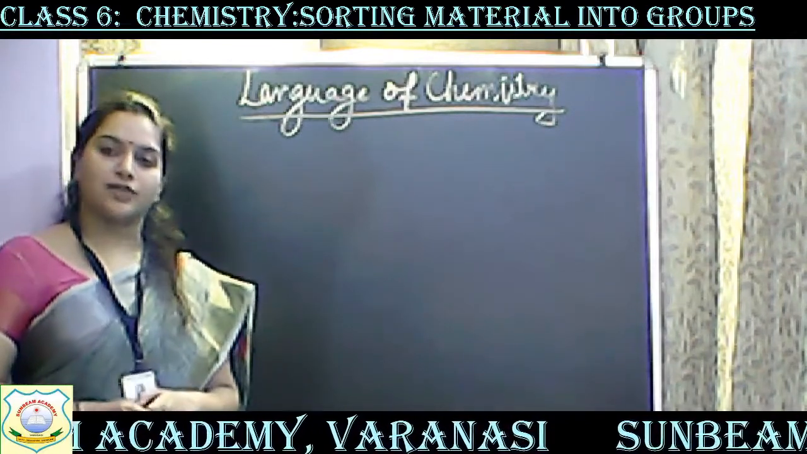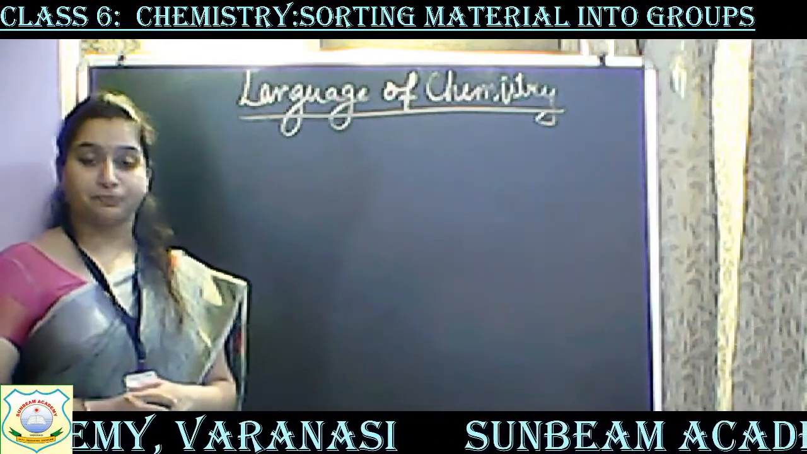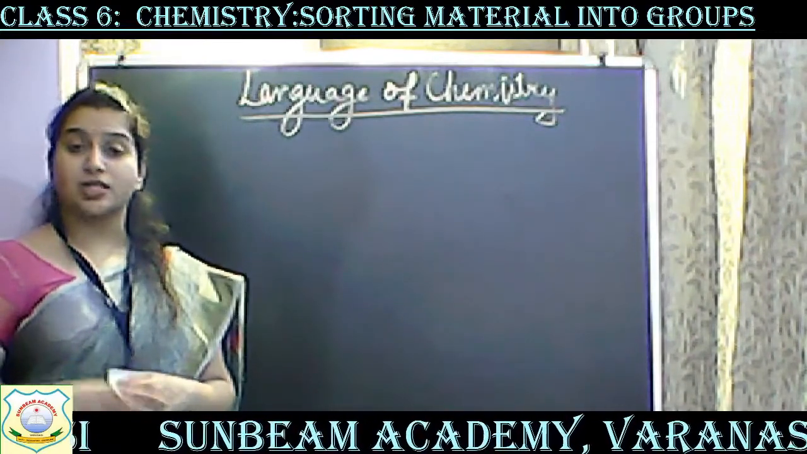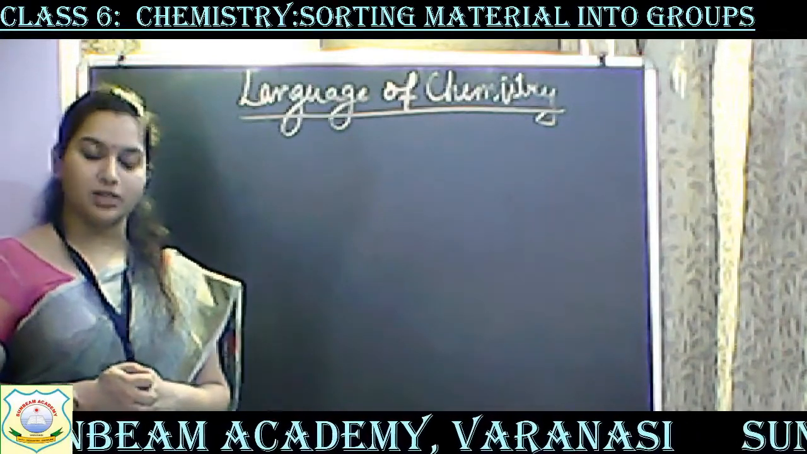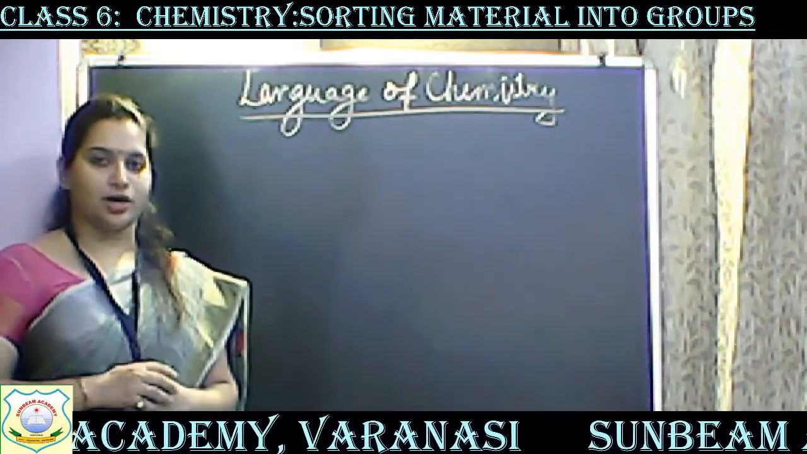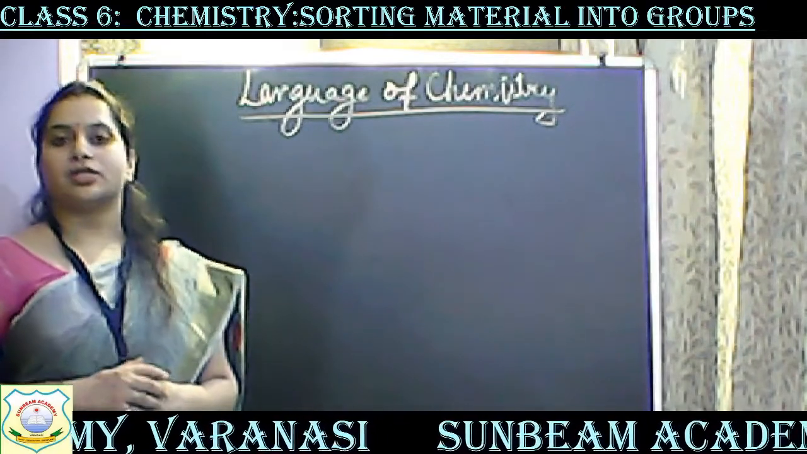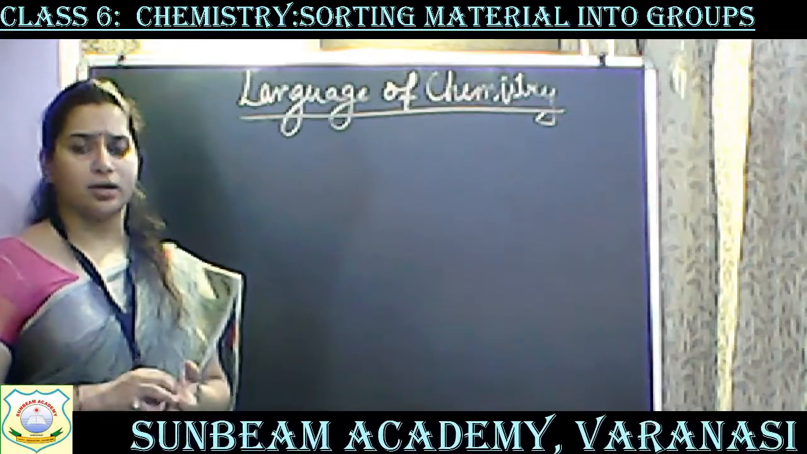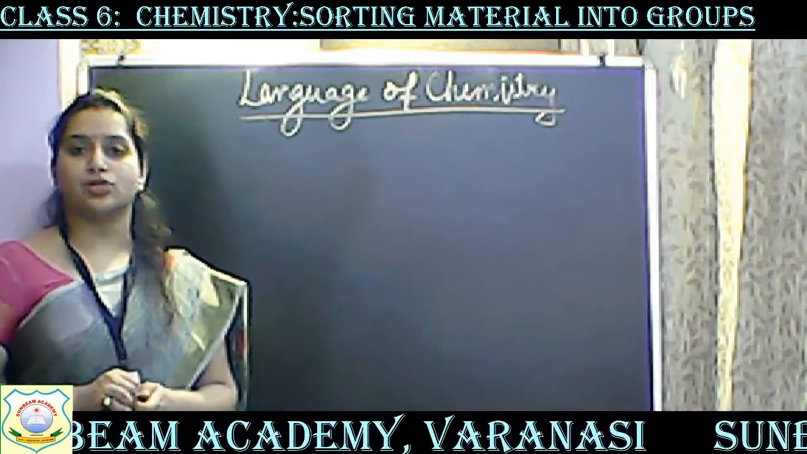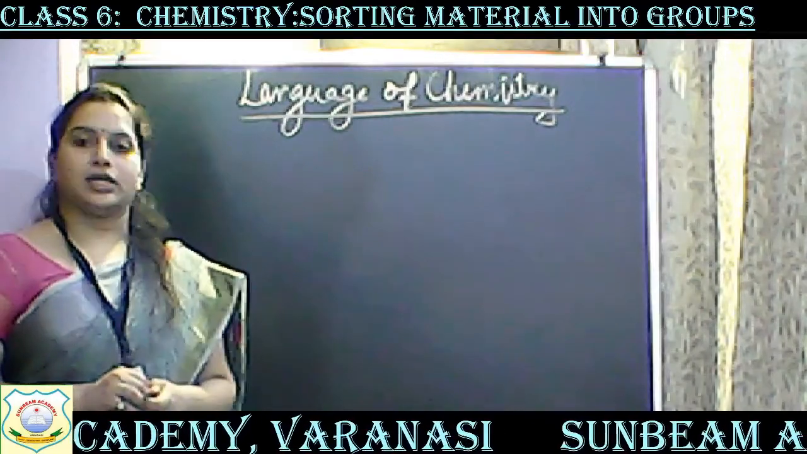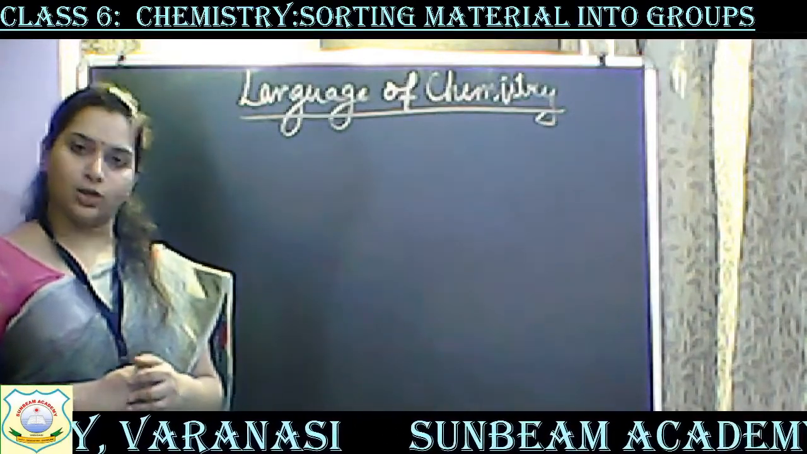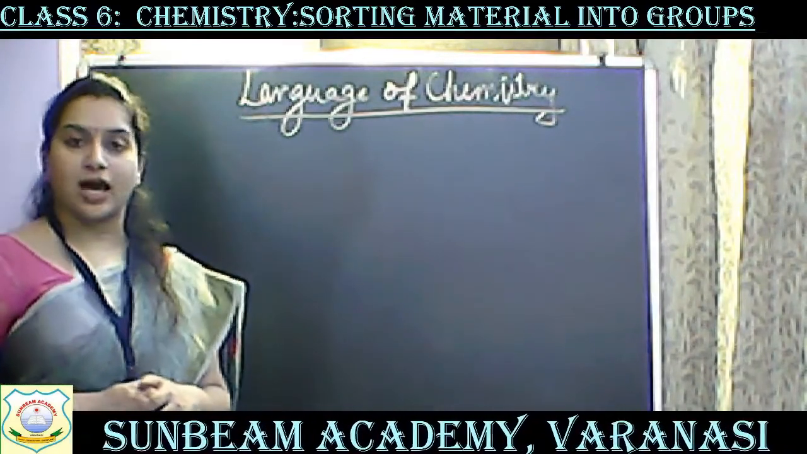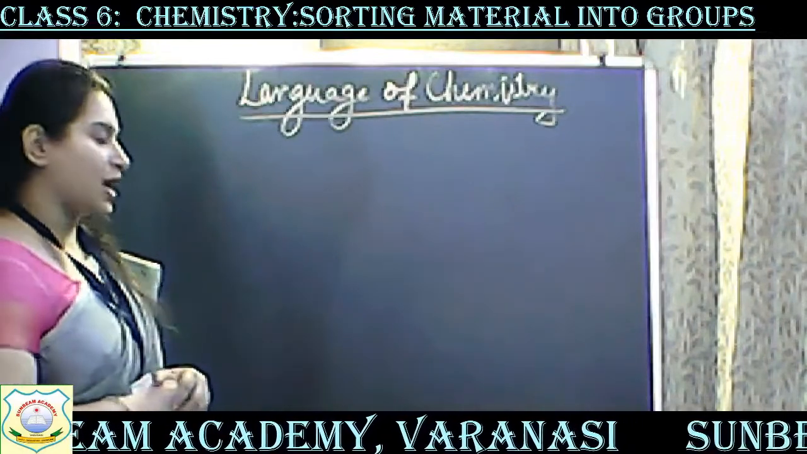Children, in the last class we started the language of chemistry. We talked about the valencies and electrons and the first 20 elements in the periodic table. I hope you are pretty much sure about the periodic table, the different elements and their atomic numbers. I gave you homework to learn the first 20 elements of the periodic table. I hope you have learned it. We also talked about the shells and valencies. Let's see what further we have to discuss.